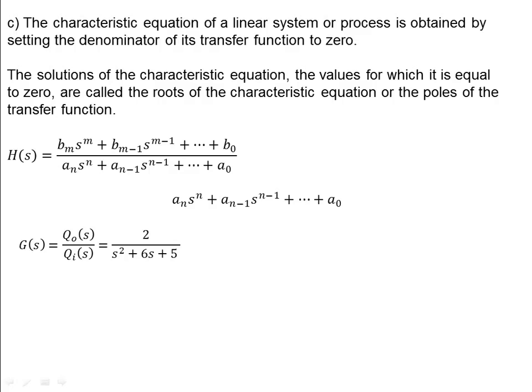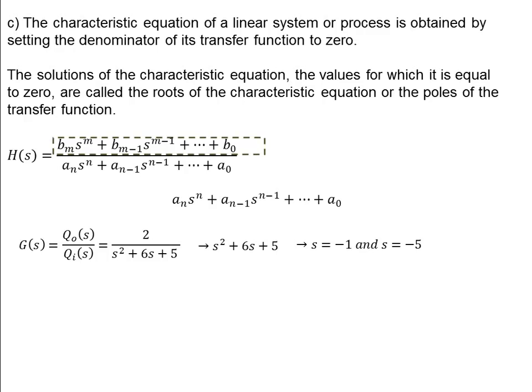For our case, I have transfer function 2 over s squared plus 6s plus 5. So the characteristic equation is s squared plus 6s plus 5. We already found the roots of this one, which are equal to -1 and -5. So the poles are -1 and -5, and the system is again stable because we have two simple roots to the left of the imaginary axis. But if you look at this transfer function, we have another definition.